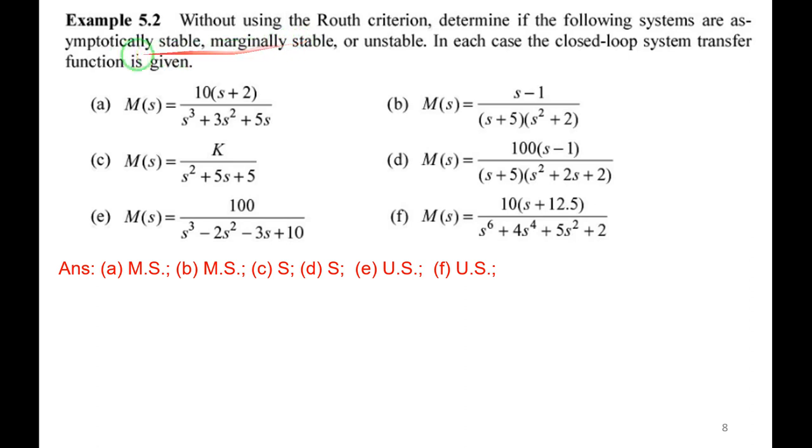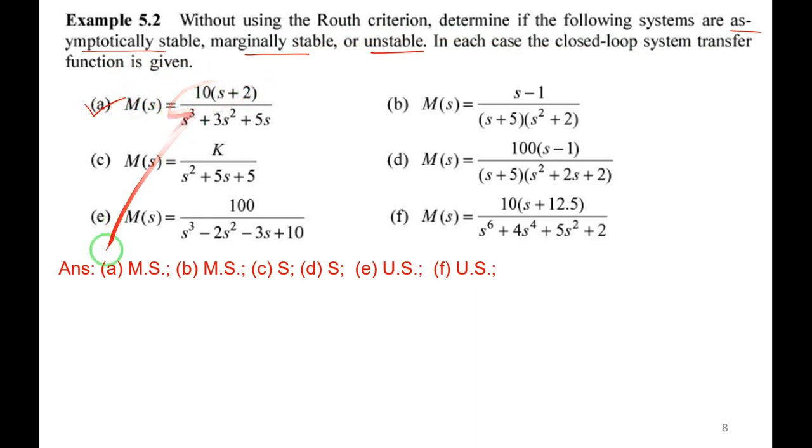Next, I will take another numerical. Example 5.2. Without using the Routh criterion, determine if the following systems are asymptotically stable. Instead of saying asymptotically stable, I will simply use the term stable. Asymptotically stable means, if I don't apply any input to the system, the output should tend towards zero. Here we have to determine if the following systems are asymptotically stable, marginally stable, or unstable. In each case, the closed loop transfer function is given. Yes, part A, let me take it.